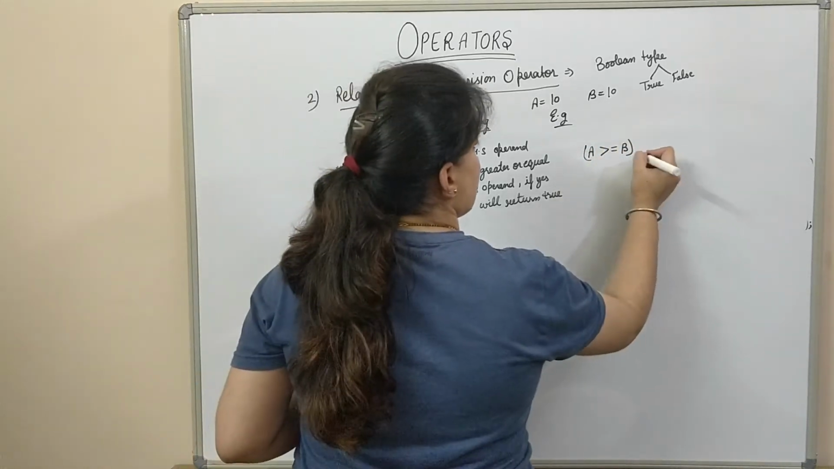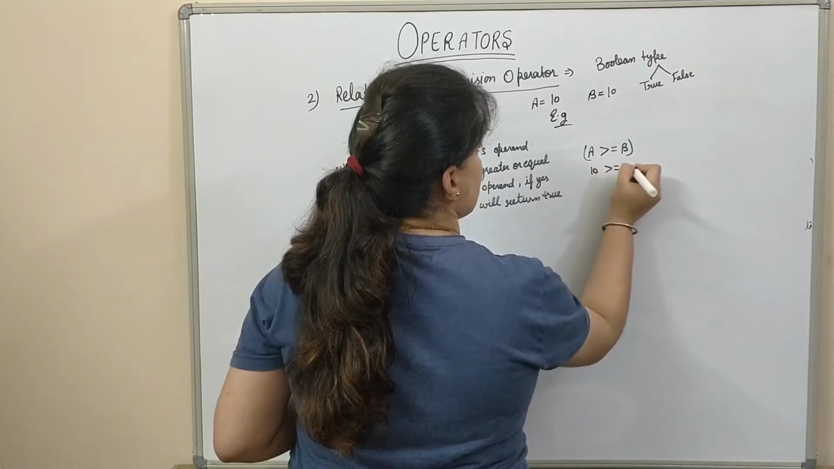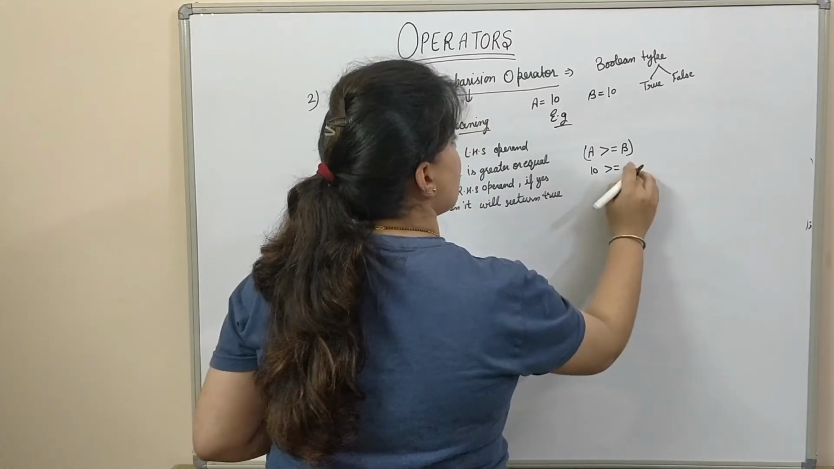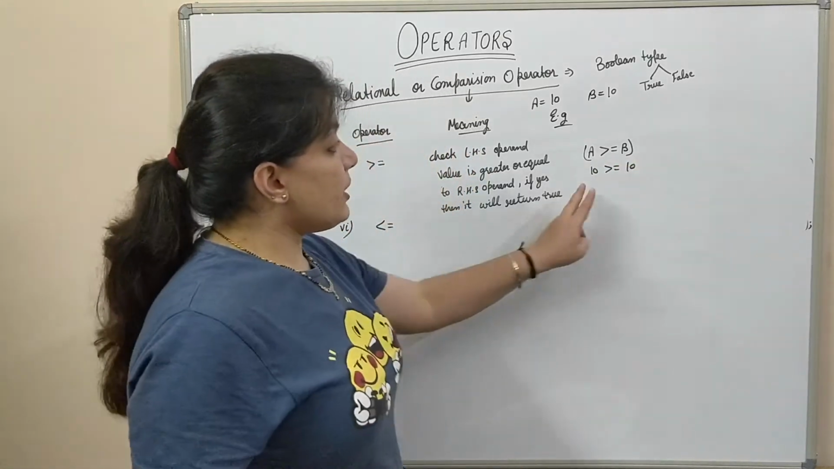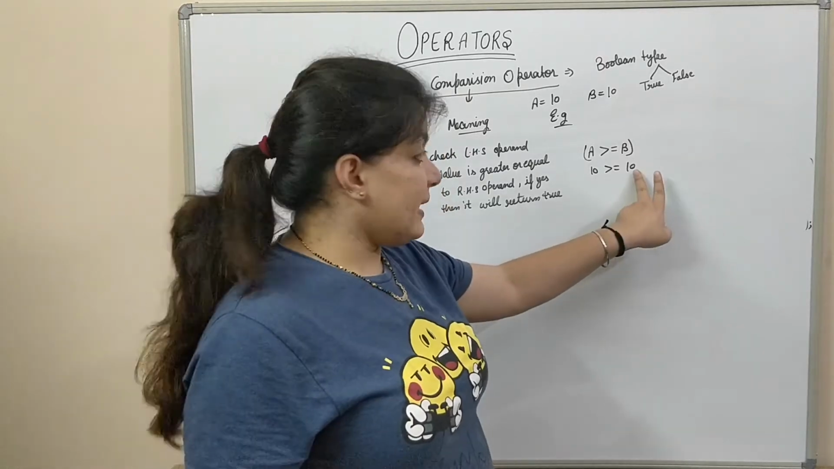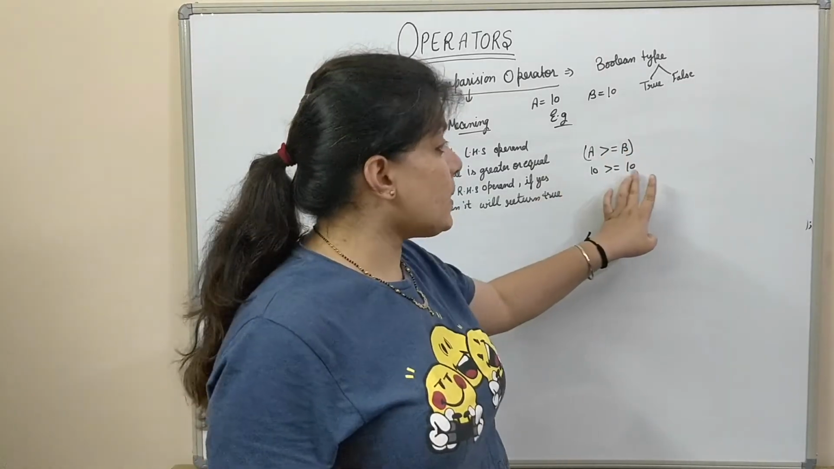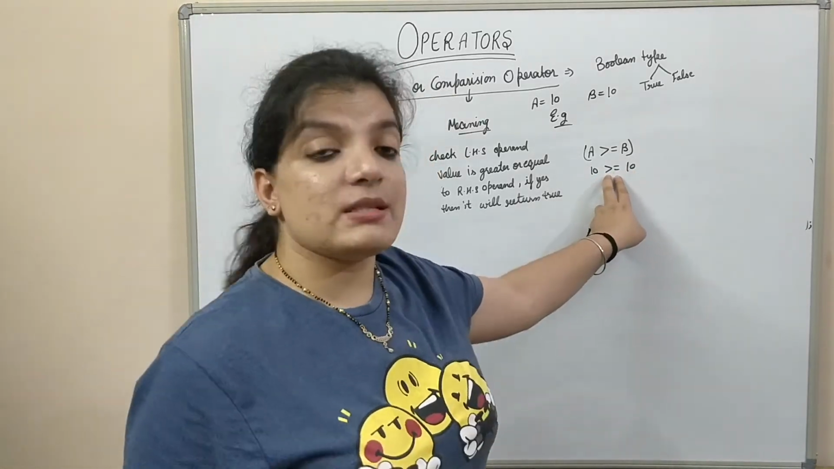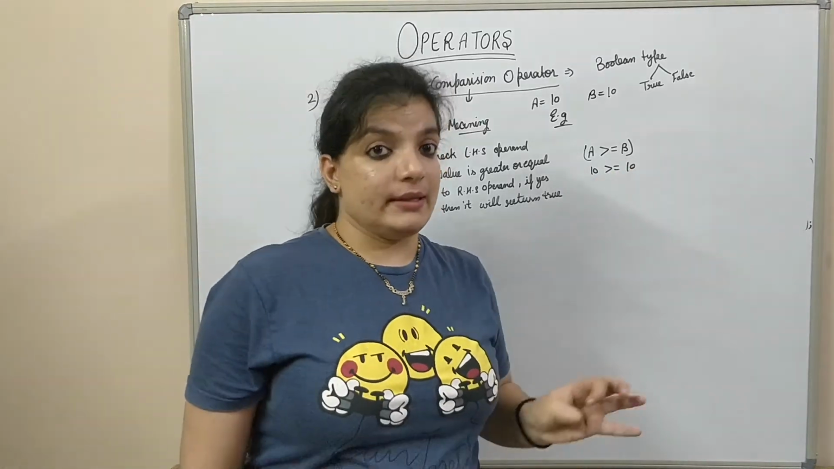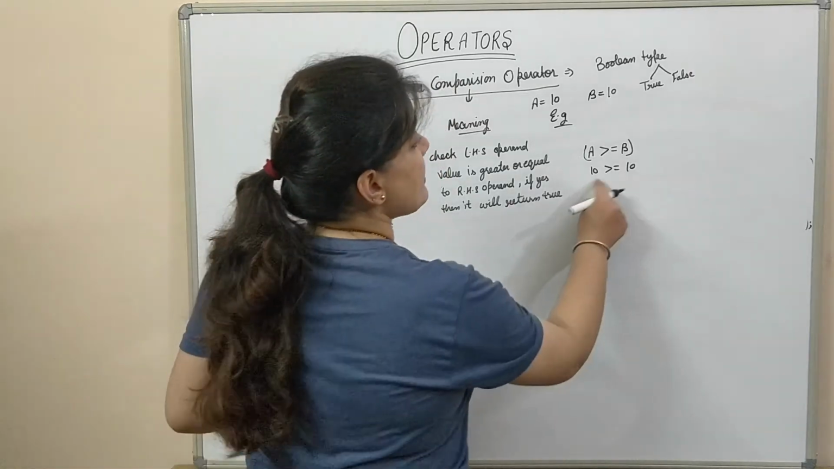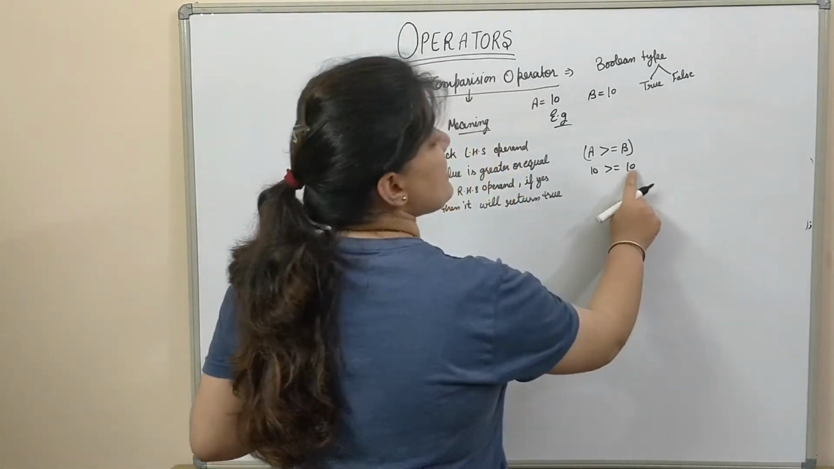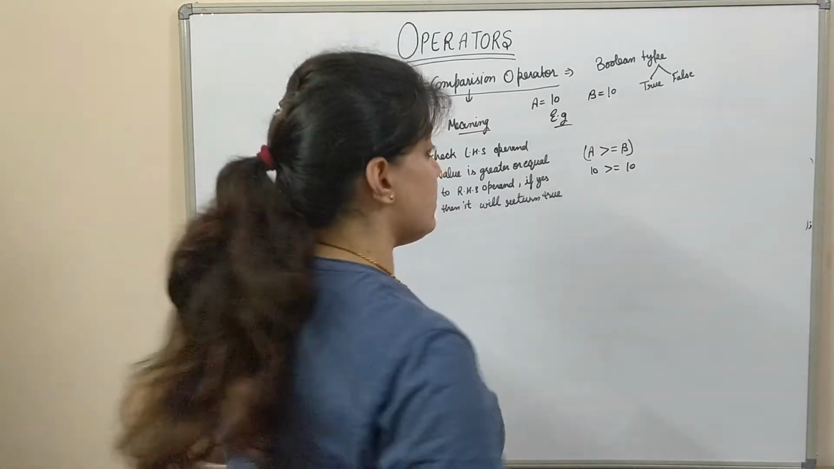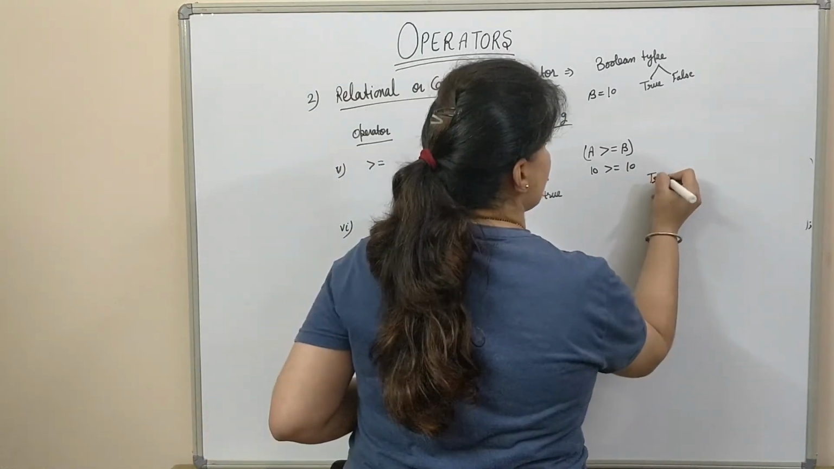Now A value is 10 and B value is 10. So 10 is greater than 10? No. 10 is equal to 10? Yes. So when one of them is true, then it will return true. 10 is greater than, no, but 10 is equal to 10. So the output of this will be true.